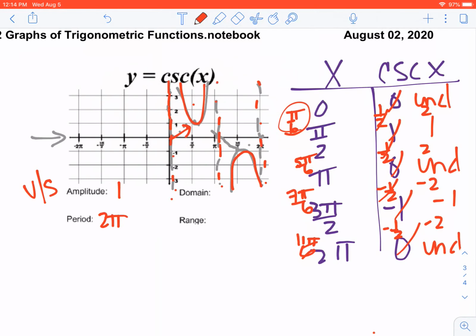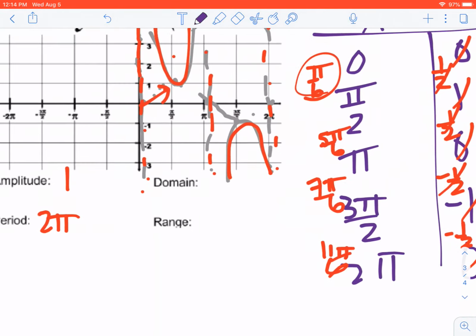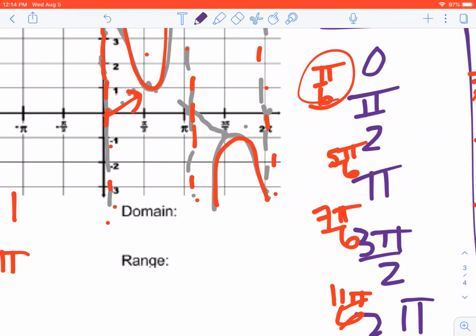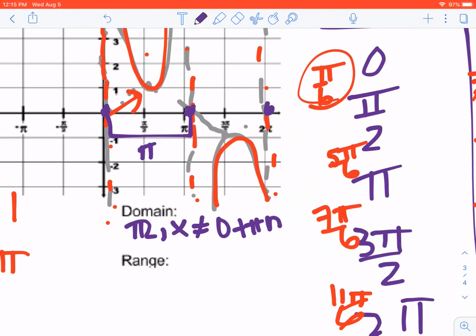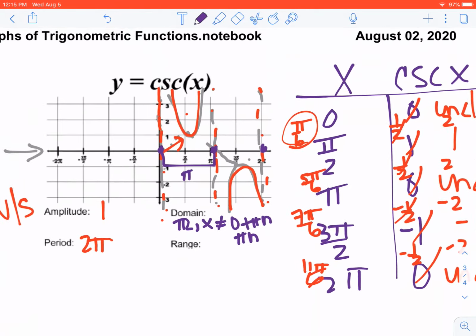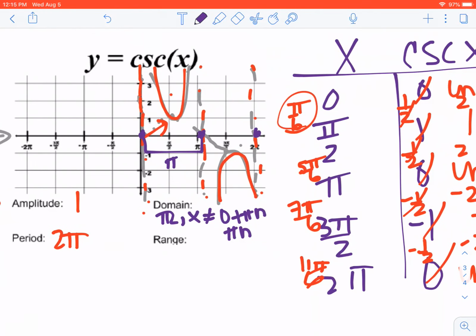We do have both domain and range restrictions, so let's talk about that. So my domain restrictions, I have asymptotes at 0, at pi, at 2 pi, and that distance in between them is pi. So I say my domain is all real numbers, that kind of covers everything between, except x cannot be, well, I can pick 0. That's my first one, plus pi n. Some people will just write that as pi n. And as a reminder, n is going to be an element of the integers.